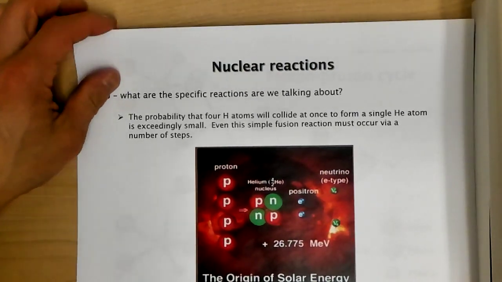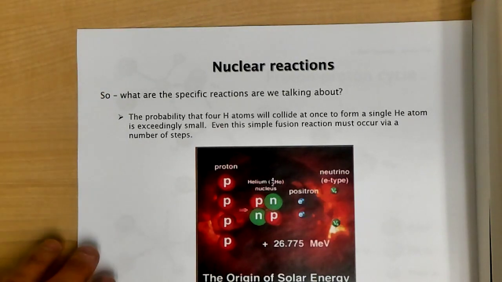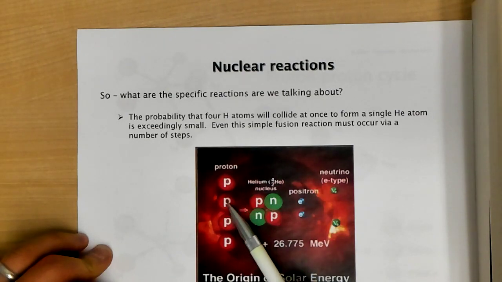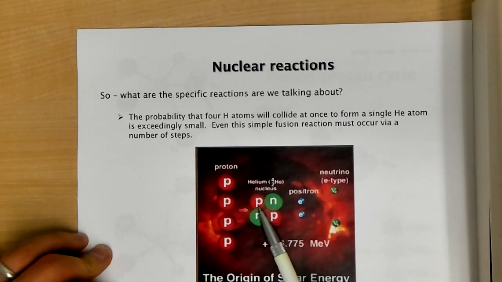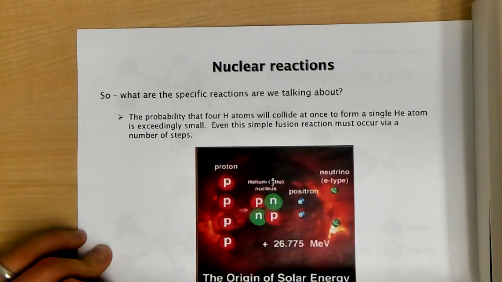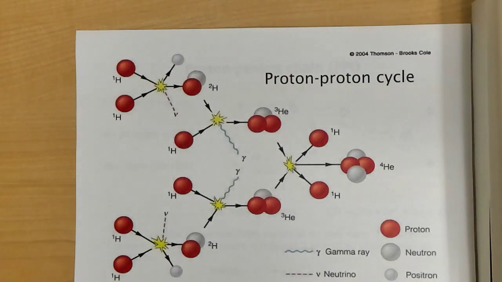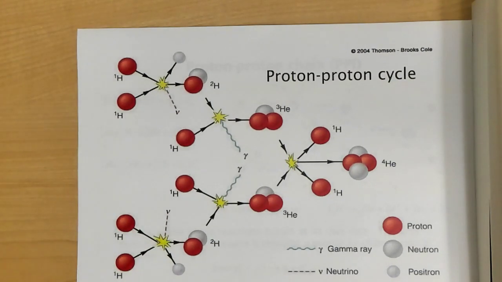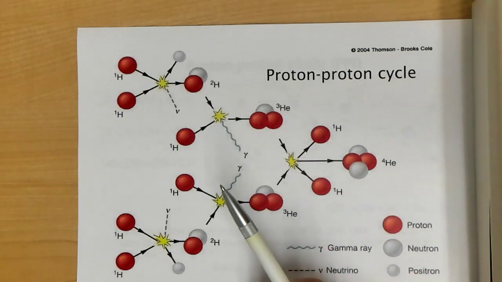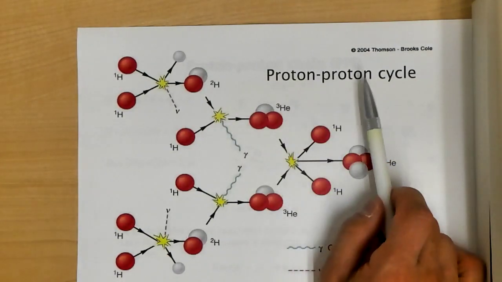So what reactions are we talking about? We cannot have 4 protons all come together and form a helium-4 nucleus and spit out some positrons and neutrinos. That's just very unlikely. It actually happens step by step. The whole process is called the proton-proton cycle.